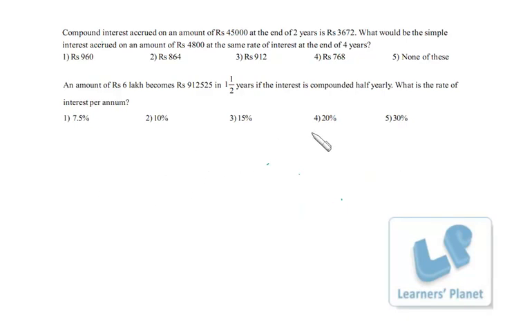One more way is there to verify whether 30% is correct or not. If 30% is correct and the compounding is done half yearly, that means the half yearly interest will be 15%, right? So 6 lakh into 1.15 cube will be your answer, because in 1.5 years 3 times compounding will be done. So 6 into 1.15 cube, 6 is lakh. I'm just eliminating zeros. If it is lakh, I just write 6 lakh.